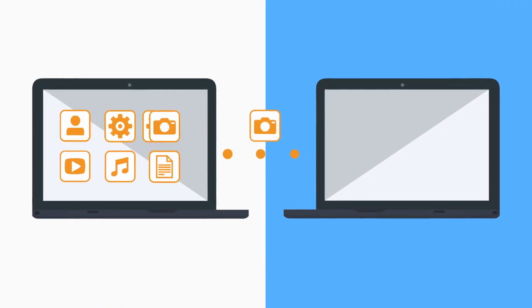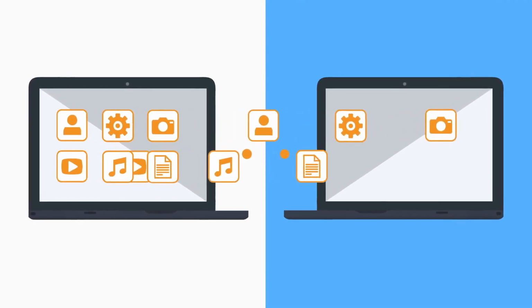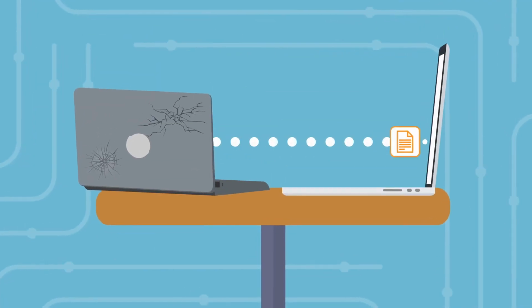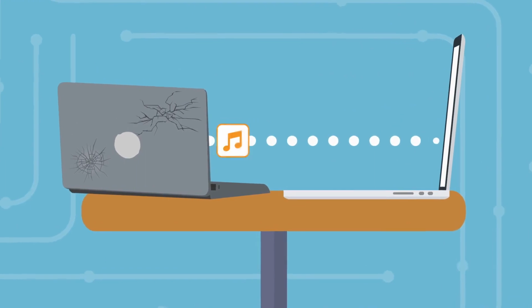PCmover moves everything automatically, including applications, files, settings, data, and user profiles, even bookmarks and desktop wallpaper. Whether you're moving from an old PC to a new one or recovering data from a computer that won't turn on.